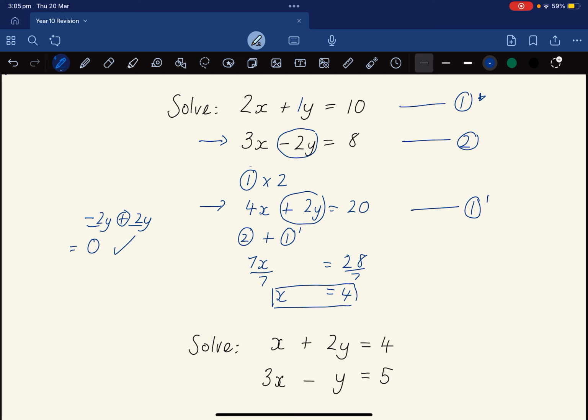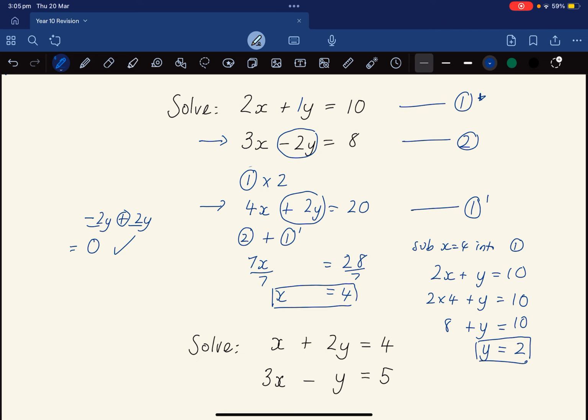And then you're just going to substitute back into one of those equations. So sub x equals 4 into equation 1. So 2x plus y equals 10. Substituting x equals 4, simplify. And 10 take 8 is 2. So you have solved once you've found values for x and y.